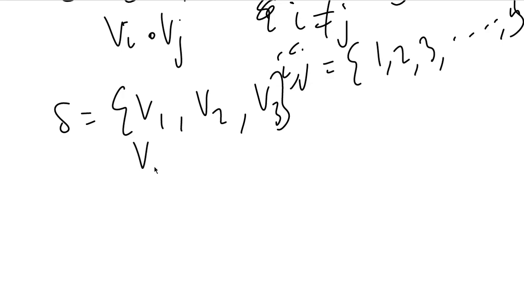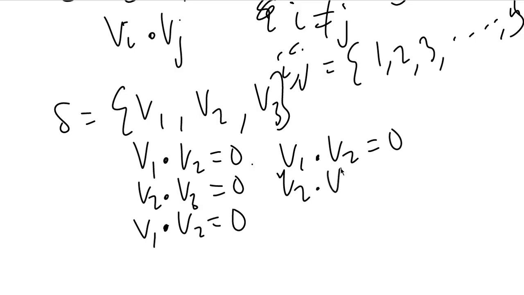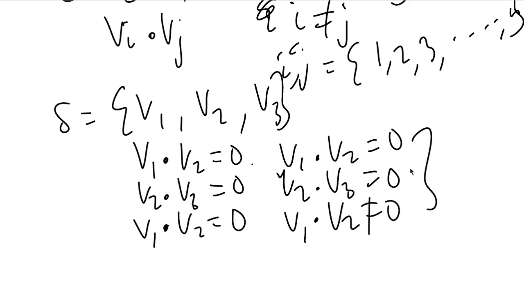So if you pick v1 and v2, it's going to be 0. If you pick v2 and v3, it's going to be 0. If you pick v1 and v3, it's going to be 0. For all the possible pairs you could pick from the set, their dot product must be 0. So let's say that v1 dot v2 is 0, and v2 dot v3 is 0, but v1 dot v3 is not 0. This set is not orthogonal. So for all i's and all j's that exist, they have to respect that, right?